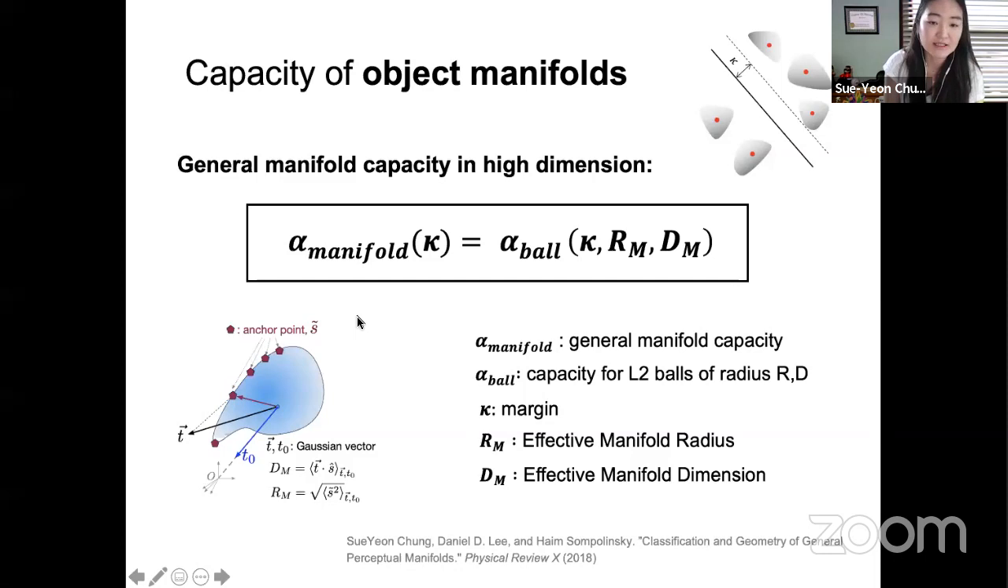And it turns out that this technique allows you to express the manifold capacity for general shaped object manifolds as a function of the size of an object manifold, the dimension of an object manifold, and an imposed margin for the linear separation. So here I'm showing the summary of the theory: for a general shaped manifold, the capacity, which is often referred to as alpha, can be written in terms of the capacity of an L2 ball, which I'll talk about in a minute, where the radius and dimension can be defined for the general shaped manifold.